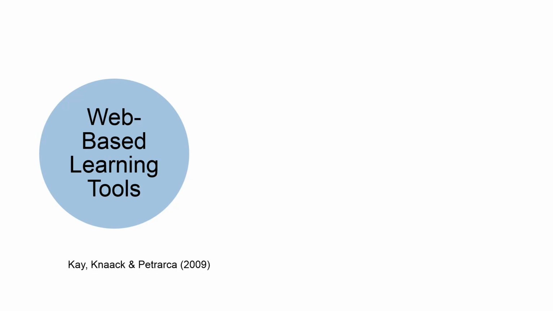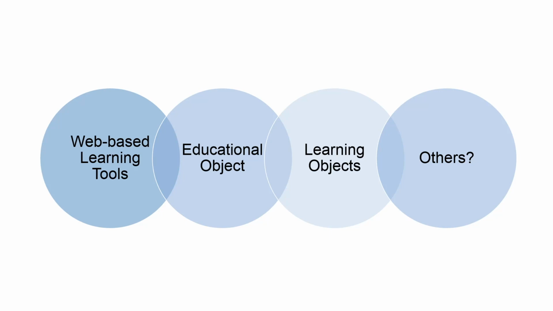There are also a few different terms that are sometimes used interchangeably in this context. So for example, in an article by Kay, Knaack, and Petrarca in the Interdisciplinary Journal of E-Learning and Learning Objects, they clarify that web-based learning tools are also referred to as learning objects. Educational object is another term that may be used in a similar way. Are there other terms that come to mind for you that may be synonymous with learning object?